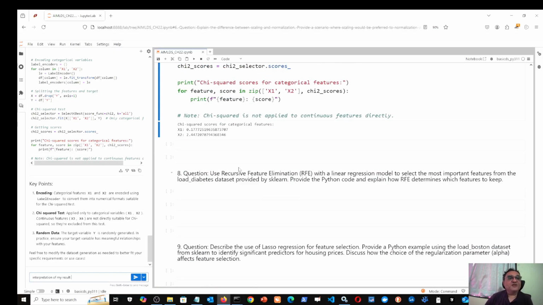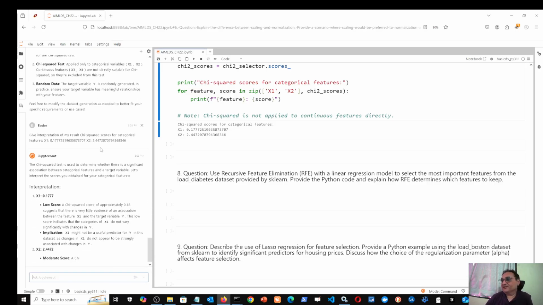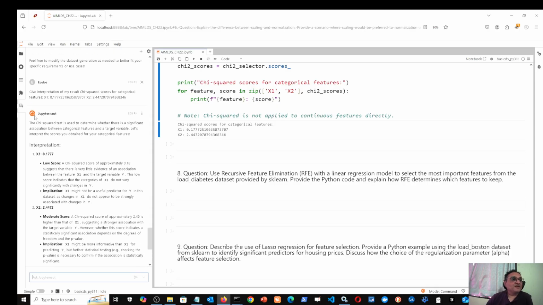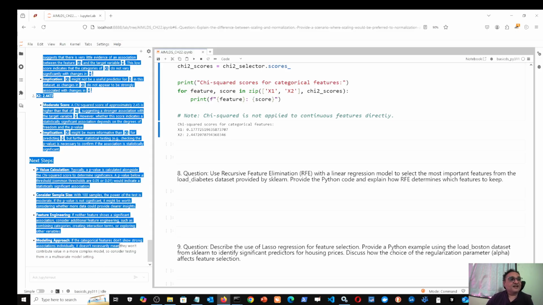So I am asking it to interpret my result. What I just now said, that x1 and x2 are the interpretation of my result. This is my result, so give interpretation of my result. And as I ask for interpretation, it gives a pretty lengthy interpretation and even suggests what the next steps should be.